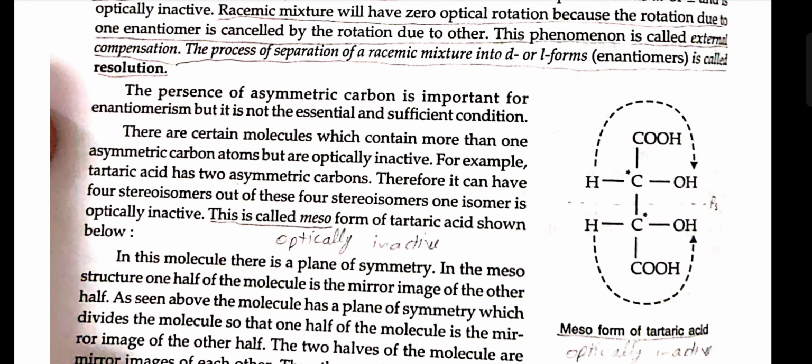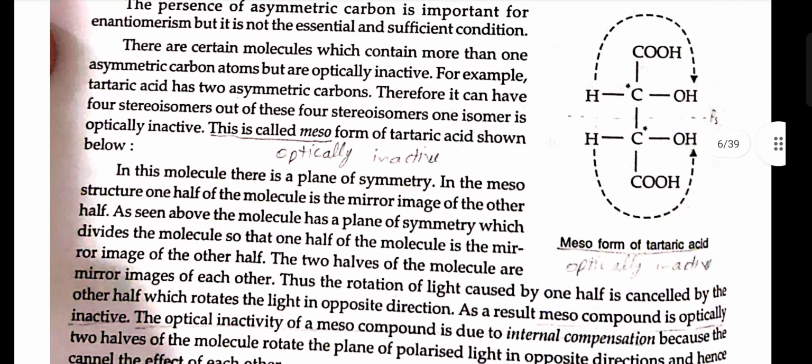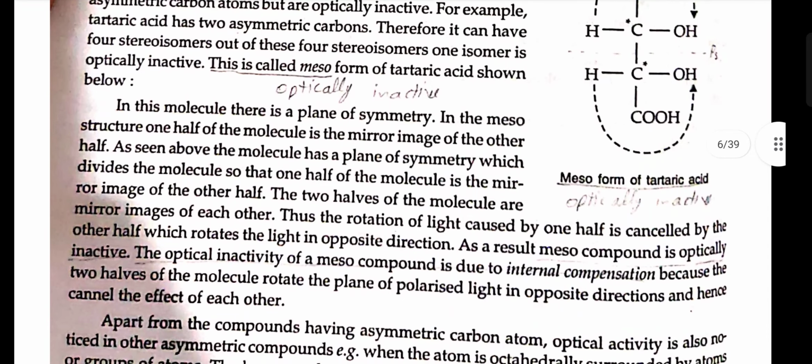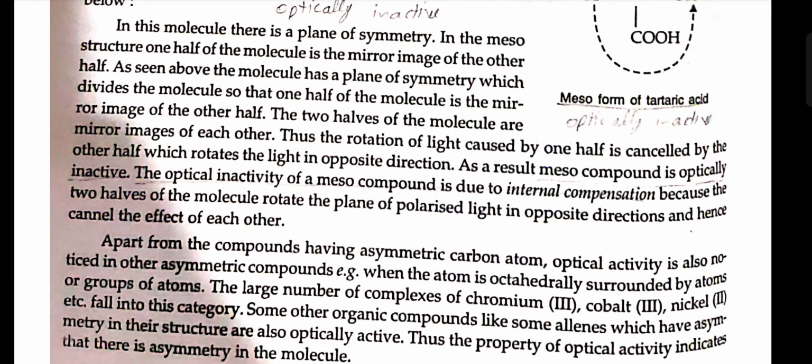Some compounds have a meso form and are optically inactive, but they still have chiral carbon atoms. As we can see in the meso form of tartaric acid, it has two chiral carbon atoms but has a plane of symmetry. That's why it is optically inactive, and as a result, meso compounds are optically inactive.